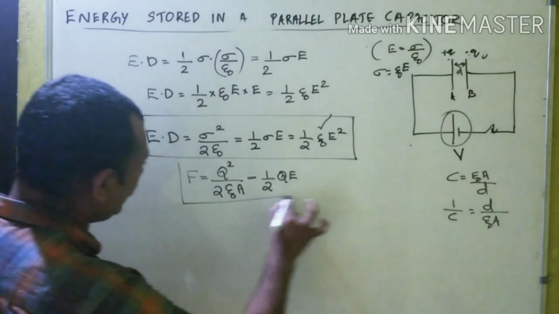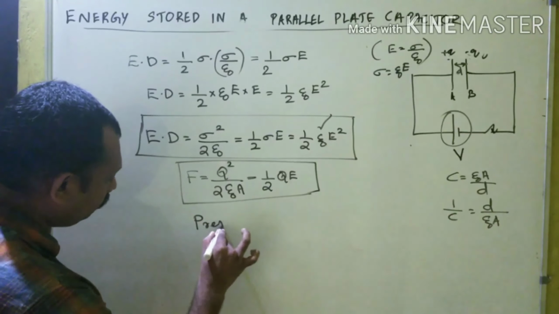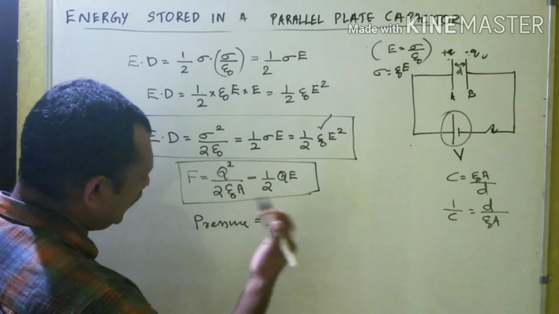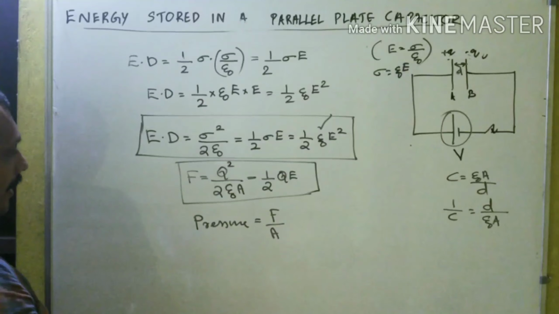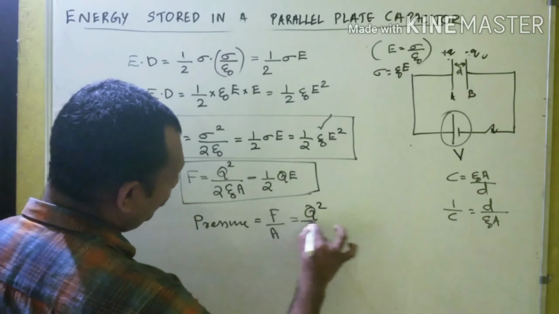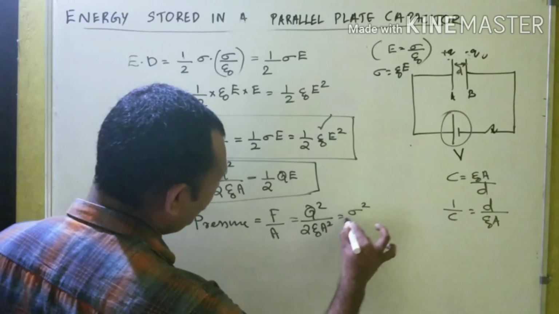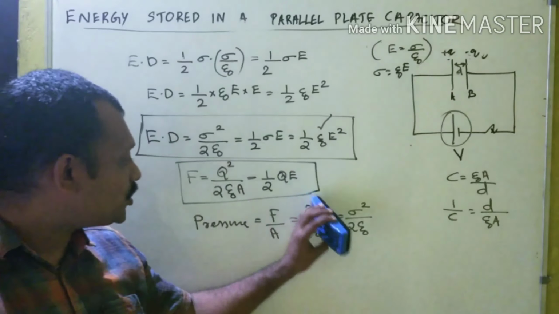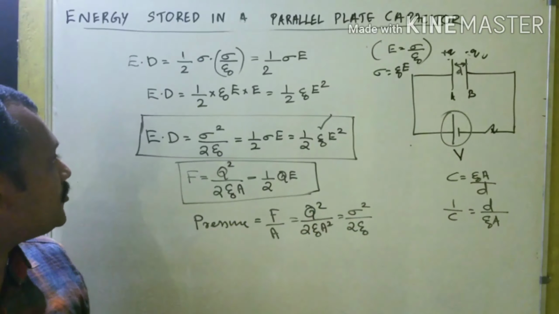Now from here we can get another expression for electrostatic pressure also. Pressure is equal to F divided by A. Here the forces will be normal to the plates. So F divided by A, this is equal to Q square divided by 2 epsilon 0 A square, which is sigma square divided by 2 epsilon 0. How do we get sigma? Sigma is Q by A. Here we have Q square by A square, this is sigma square by epsilon 0.